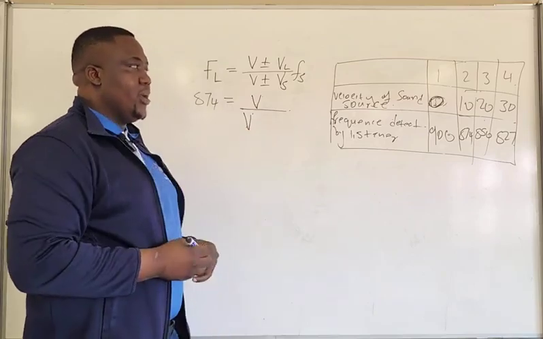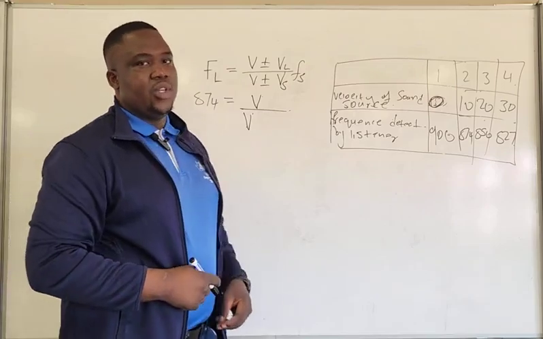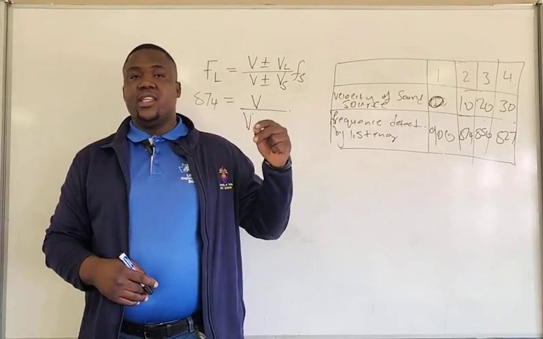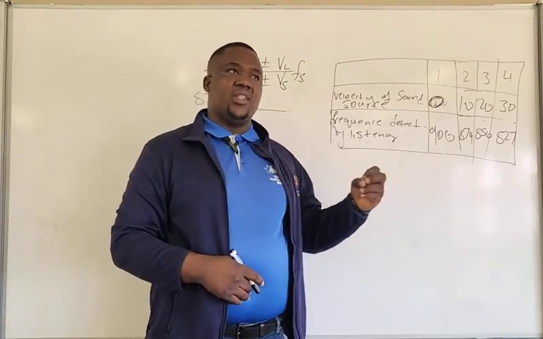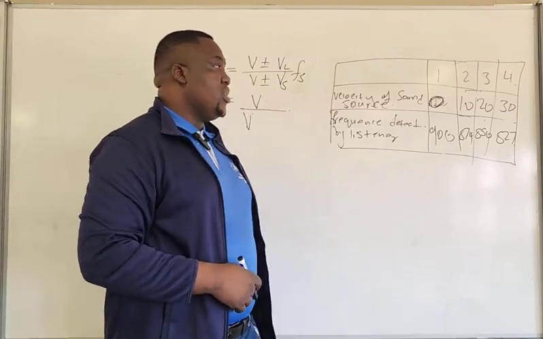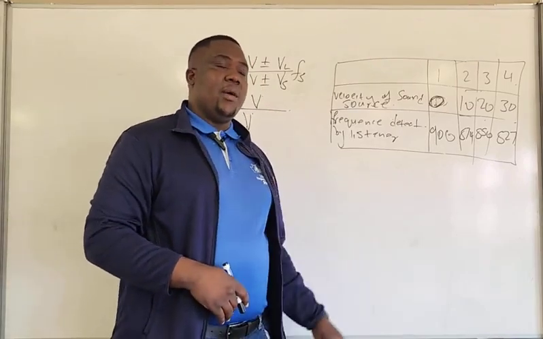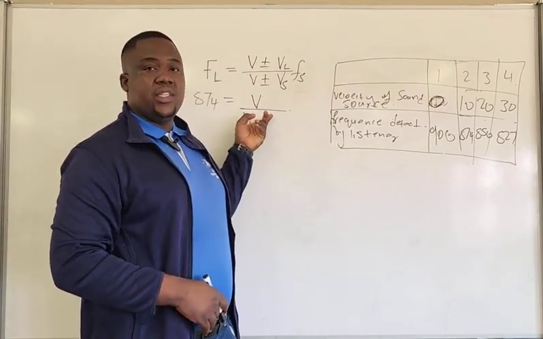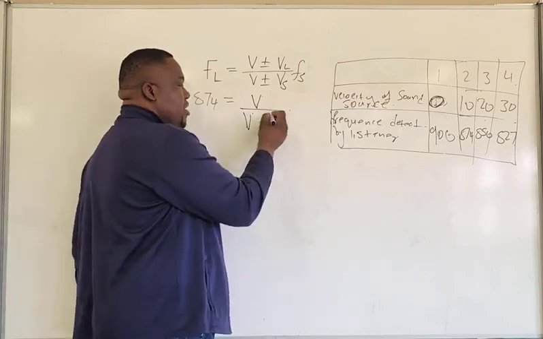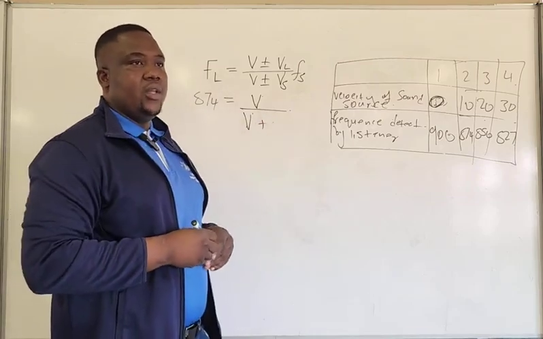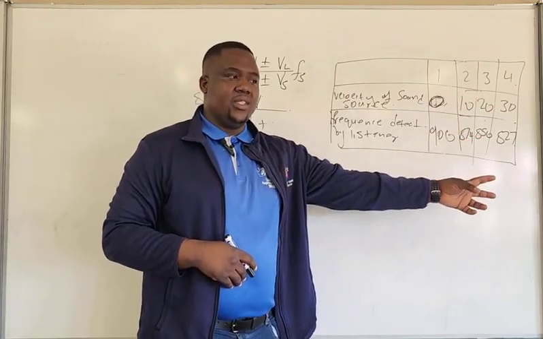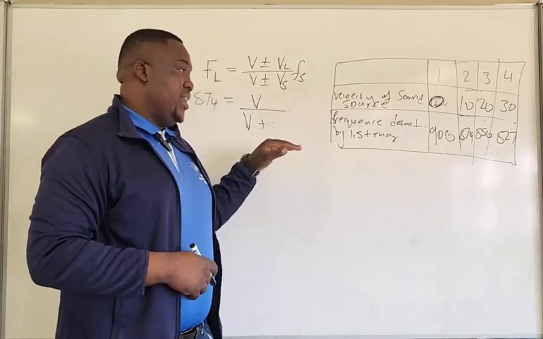Then what was happening with the source? The source was moving away, as we have already concluded in 6.1.3. Remember, when the source is moving away, it means we're going to have a positive in the source. When the source is coming closer, we have a negative.